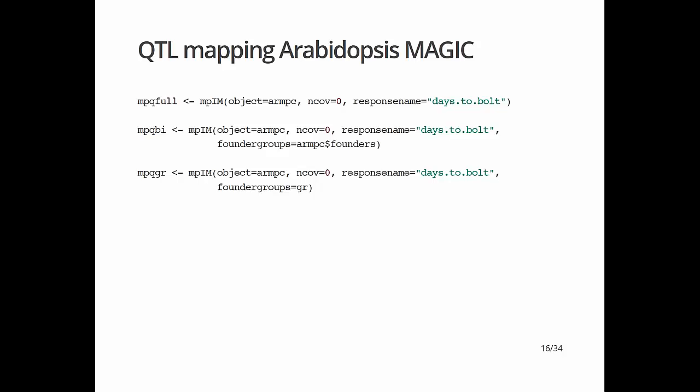For the biallelic and the grouped model, you need another argument which is called founder groups. And so in the case of the biallelic model, your founder groups are your observed genotypes. So you just put in the genotypes of the founders. For your grouped model, you put in whatever those groups are.